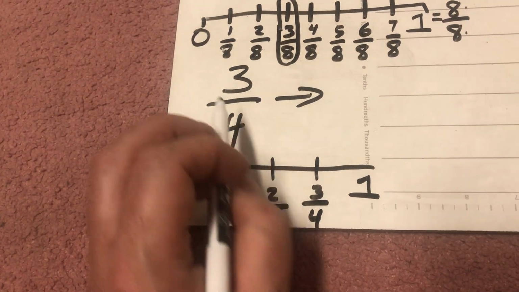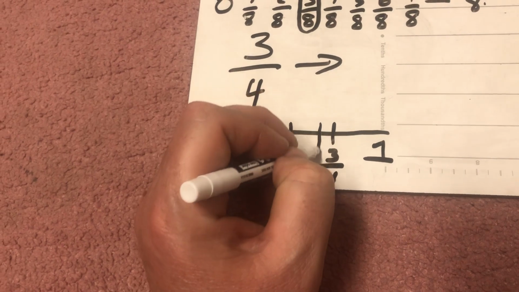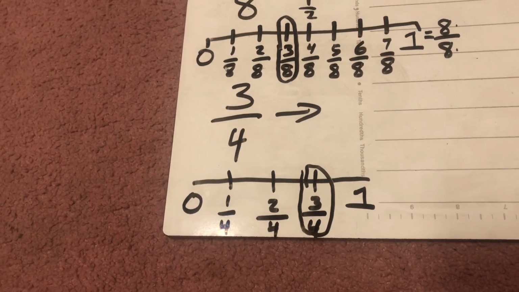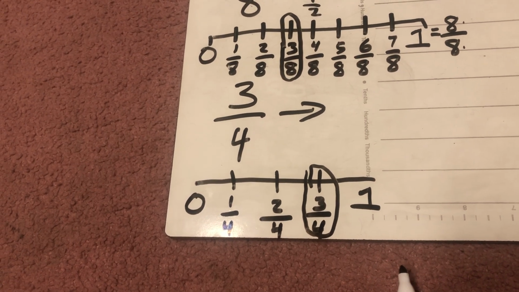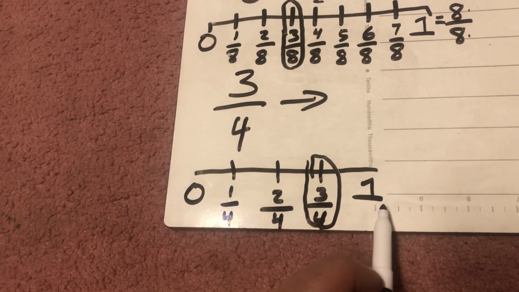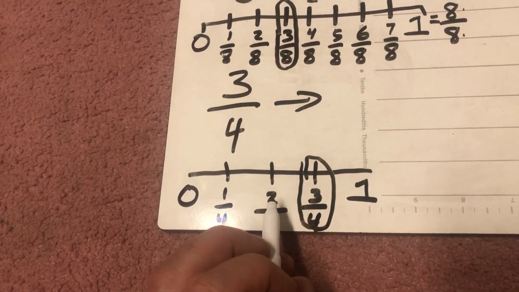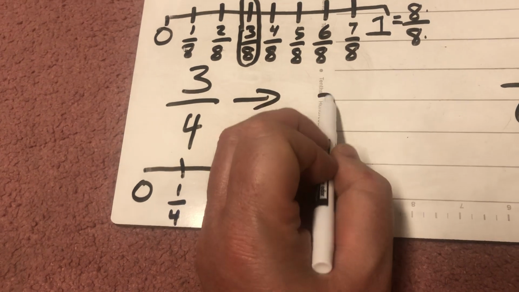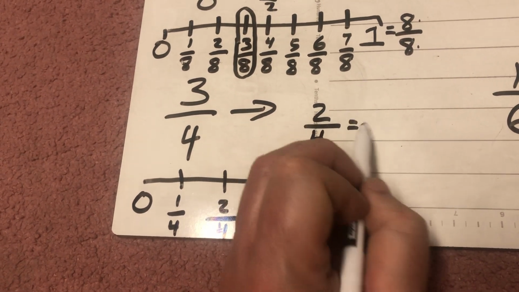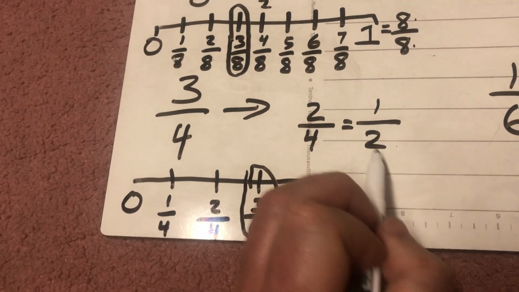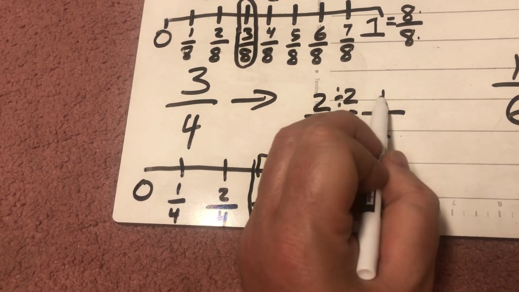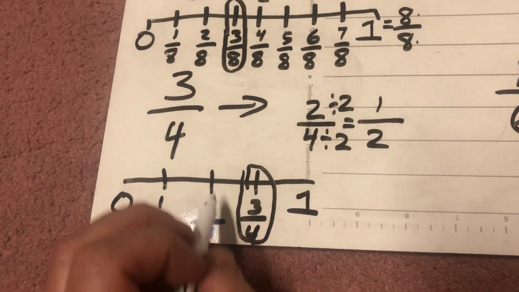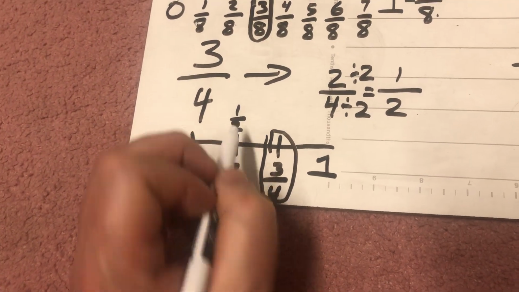So the fraction in question is 3/4. So I circle that one. That's kind of the fraction that I'm working with. And I need to figure out, well, where is half on the number line? Because I know where 0 is, I know where 1 is. And I know that 2 is half of 4 because 2 times 2 is 4. And sure enough, if I check my 2/4 to see if that's equal to 1/2, sure enough, 2 divided by 2 makes 1. 4 divided by 2 makes 2. So I know that 2/4 here is 1/2.